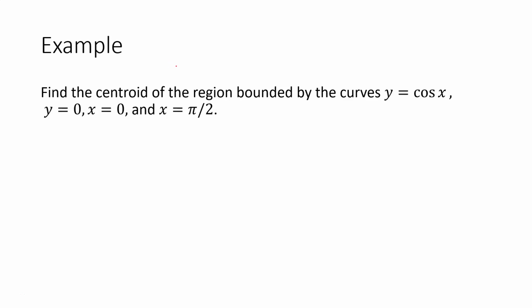Let's try a couple more examples with finding the centroid of a region. In this case, we're looking at the region bounded by the curves y equals cosine x, y equals 0, x equals 0, and then the line x equals pi over 2. So we have the cosine curve. There's just part of it there going between the y-axis and the x-axis, and then the line pi over 2 here. Okay, so we're looking at this region R.